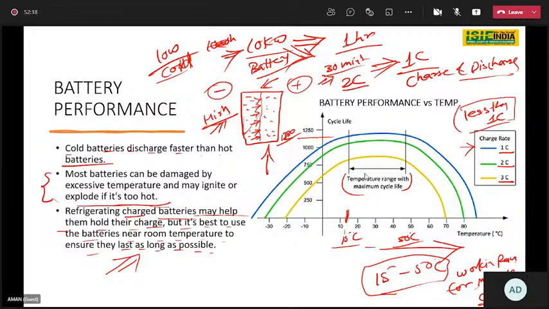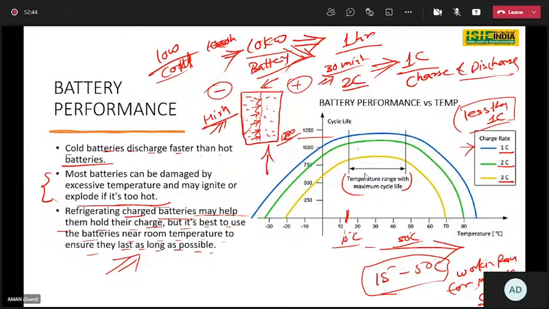If you are working in this temperature range, it will be normal, near about 1000, and it will give you high accuracy, high efficiency. But if you are increasing the temperature range, let's say above 50 or 60, you can see this is reducing drastically. And at 80 or 90 degrees Celsius, there is a high chance that your battery might explode. Thermal runaway is also there.